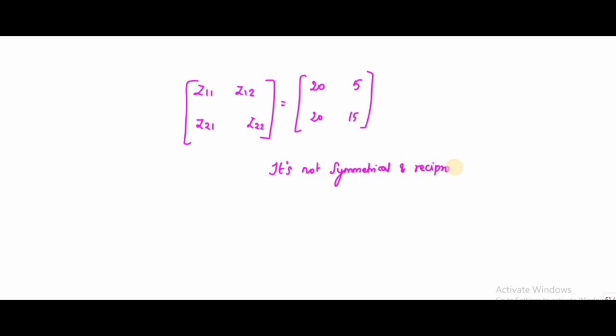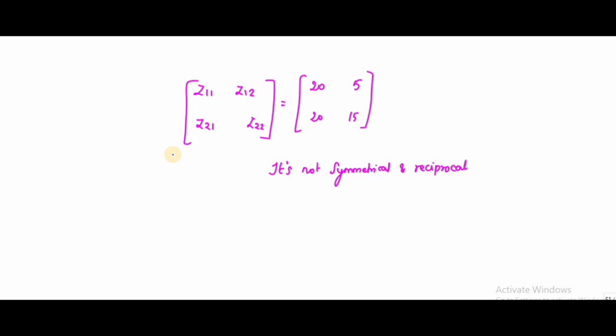We will also discuss this in another problem, like the pi network. I hope the second problem is clear, and let me go for the third problem. This is also determination of Z parameters only. This is the network. It is nothing but a pi network.